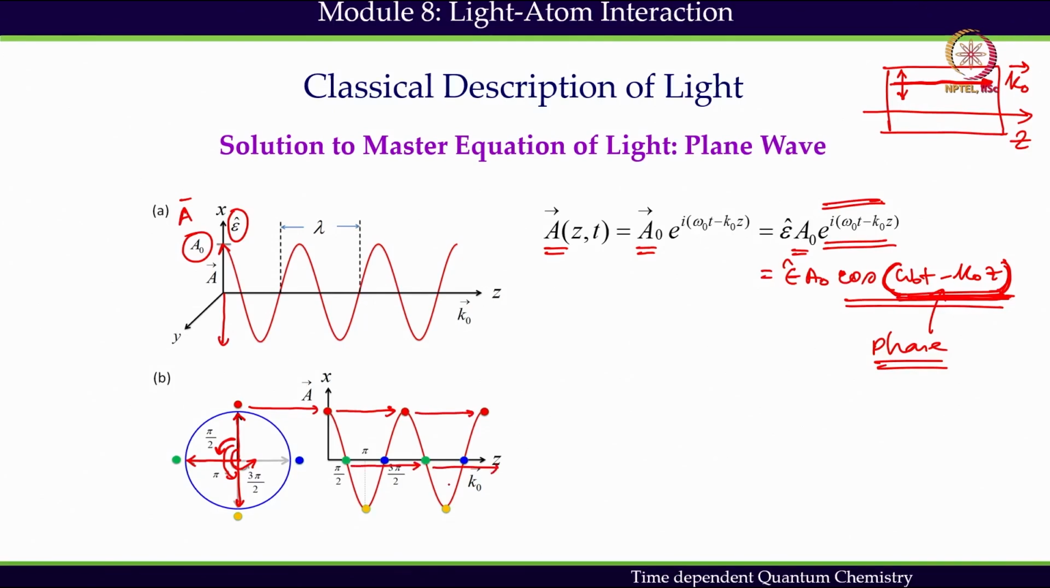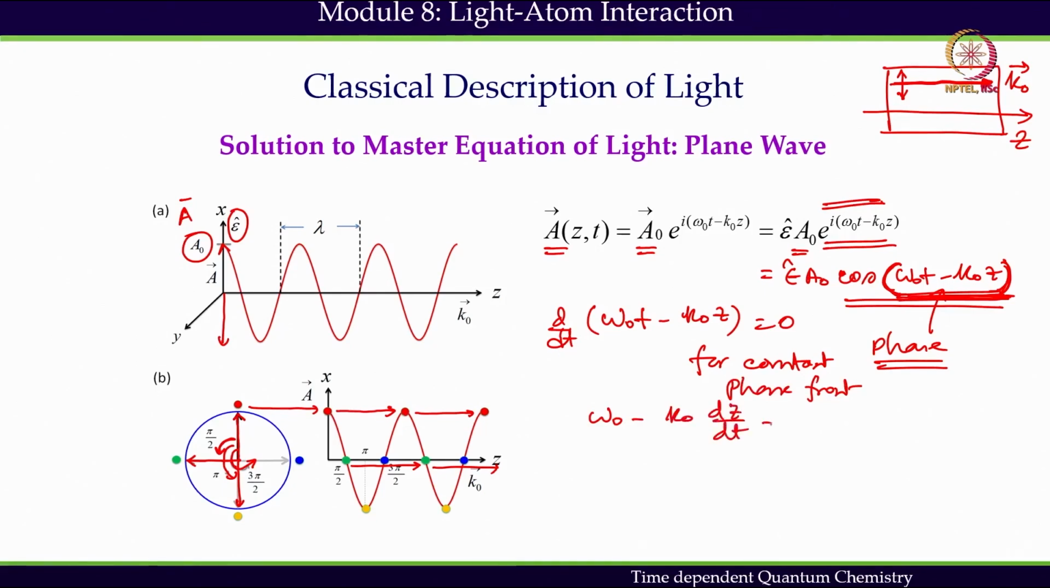So the same phase will be repeated, and when the constant phase front repeats, it means that if I take the time derivative of this total phase, it is going to be 0. So for a constant phase front, I have omega naught minus k naught dz/dt equal to 0, and dz/dt is nothing but the velocity. This is called the phase velocity, which is nothing but omega naught by k naught. So we have got the velocity.